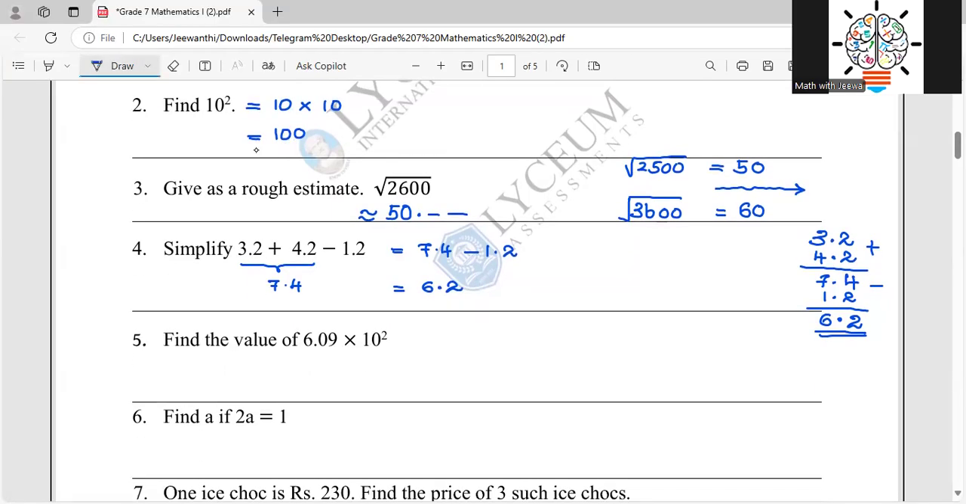And the next one, you want to find the value. Before finding the value, first of all, you want to know that earlier we found this. 10 squared means 10 multiplied by 10, that is 100. Okay. So then what I do, I will rewrite this 6.09 multiplied by 100. When you multiply a decimal number by 100, you know what happened. So you are moving to the right side 2 steps. Here it is 100. We have 2 zeros. Therefore, we are moving 2 steps to the right side.